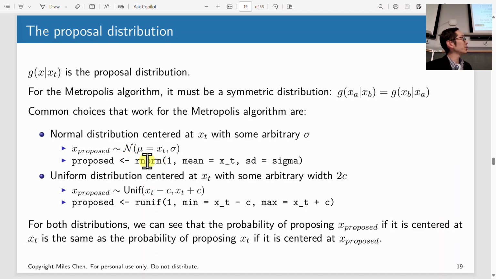You have to propose a random location based on your current location. So we're going to say, I'm going to use rnorm to generate one random value, okay? And the mean is going to be my current location x at time t, okay? So if I'm currently at 0, I'm going to do rnorm. And if sigma is 1, I might generate any value between, say, -2 or +2.